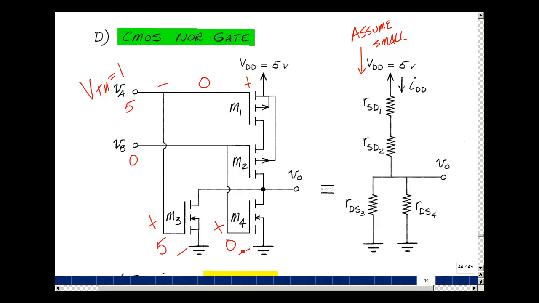I'm less than threshold, so cutoff, so 1 gigaohm. Here I'm greater than threshold, and if I assume the current is small, then I would be in the ohmic region. Again, this would be maybe around 1 ohm. Here I'm less than threshold. Resistance here would be 1 gigaohm. It would be in cutoff. What's the voltage over here?